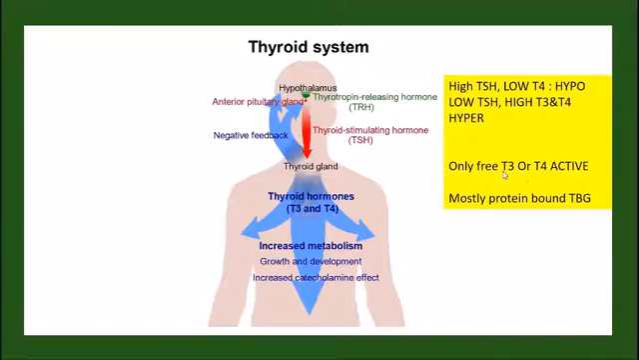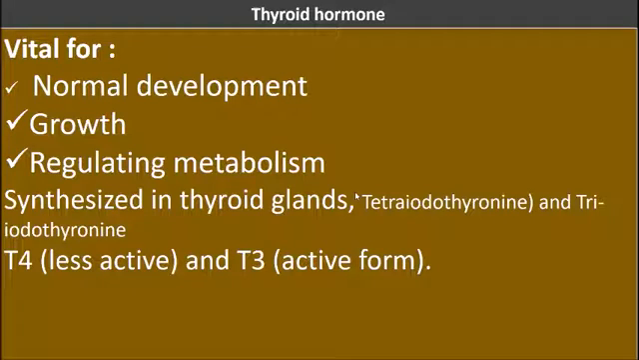And remember, only the free T3 or T4 is active, because the thyroid hormones are highly protein bound. So drugs which displace the thyroid hormone from the protein binding, like phenytoin, could result in increase of T3 or cause hyperthyroidism. This protein is called the thyroid binding globulin. The thyroid hormone is very important for normal development, growth, also regulating metabolism. It's also very important in infants who have hyper or hypothyroidism.